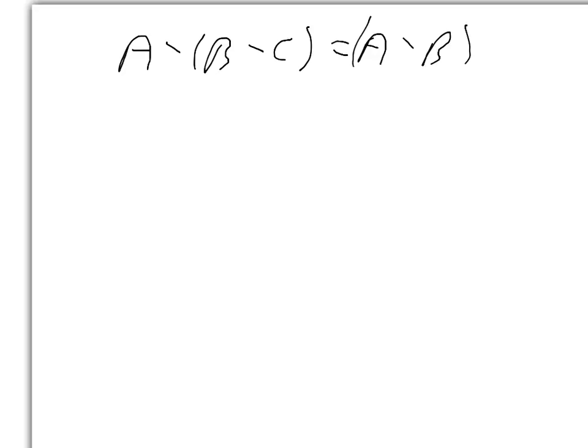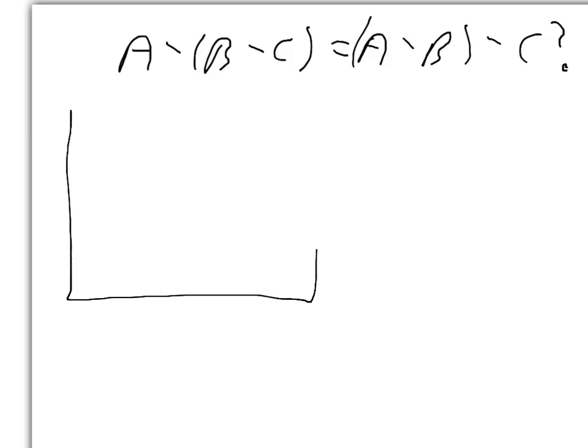Okay, so the question we ask ourselves is: is A minus (B minus C) the same as (A minus B) minus C? Or is it possible to come up with sets A, B, and C for which that's not the case? In other words, a counterexample. So let's draw a general three-set Venn diagram, and we'll try to see what A minus (B minus C) looks like.